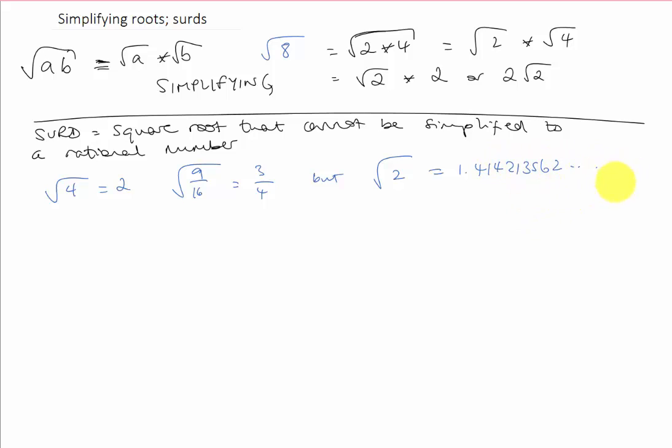1.414213562, etc. forever. And the square root of 3 is equal to 1.73205, etc., etc. So these numbers carry on forever. They're irrational. We can't express them as a ratio, as a fraction. Square root of 5 is equal to 2.23606. Square root of 7 is equal to 2.6457. Goes on forever.